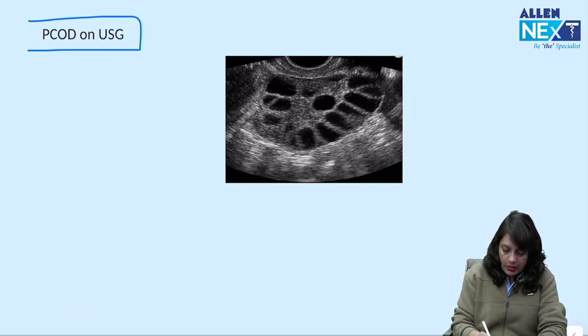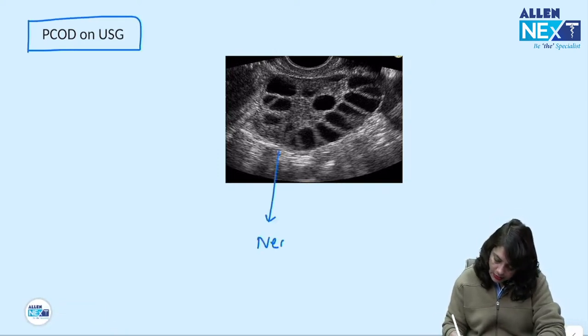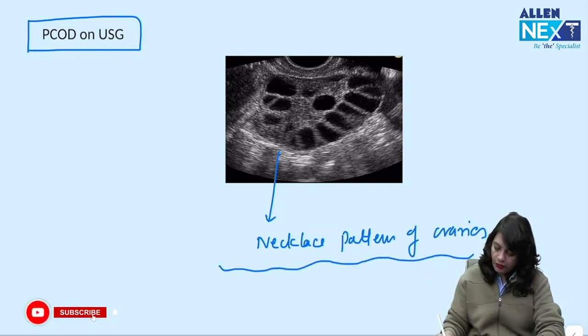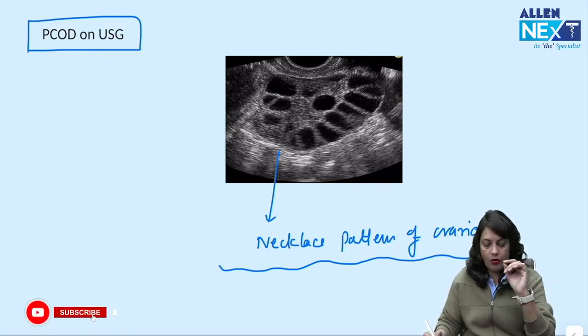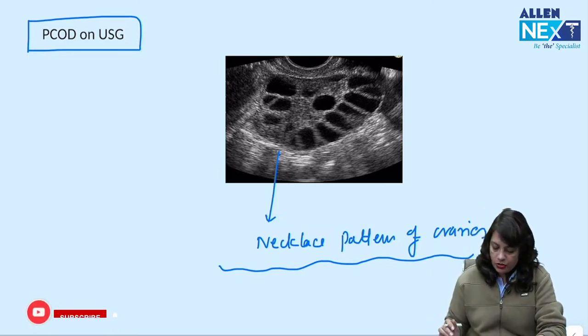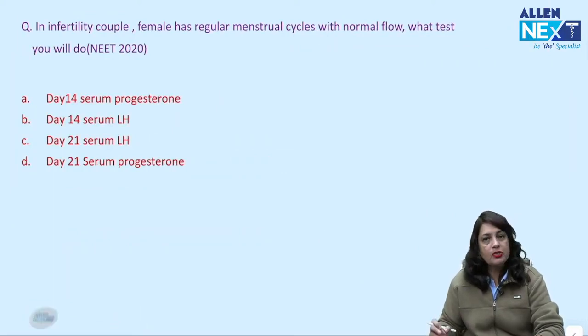Now this is polycystic ovarian disease. On ultrasound, what do you see, friends? You can see the necklace pattern of ovaries, but ultrasound alone is not suggestive of the diagnosis of polycystic ovarian disease. You have to get the hormonal profile done as well. So you should read the Rotterdam's criteria in polycystic ovarian disease, which is very, very important.